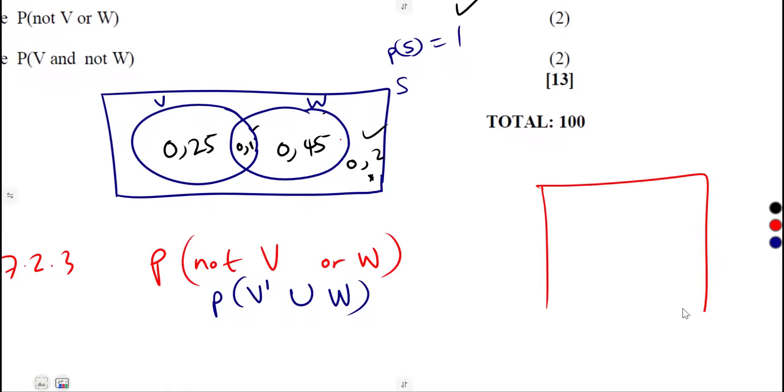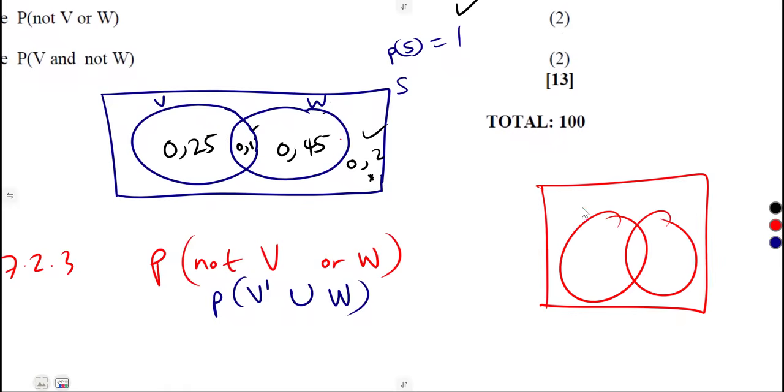Let's just figure it out like this. This is our V, this is our W. What is not in V? This is it, outside of V. What is not in V, outside of V? This is V complement. This is what it means: outside of V.